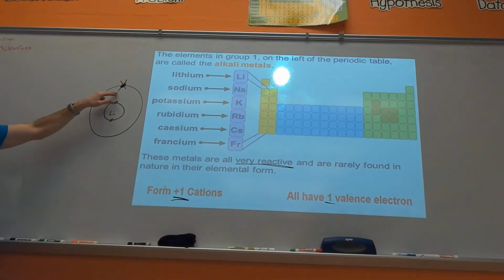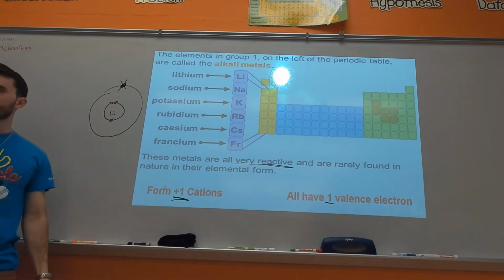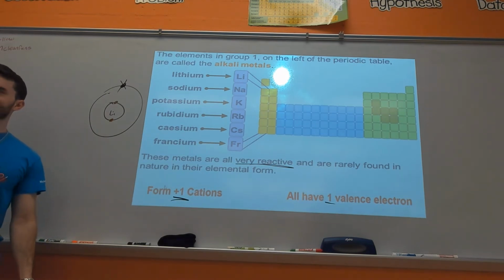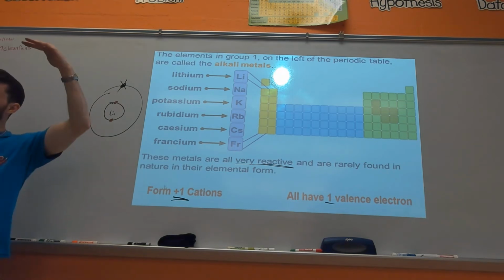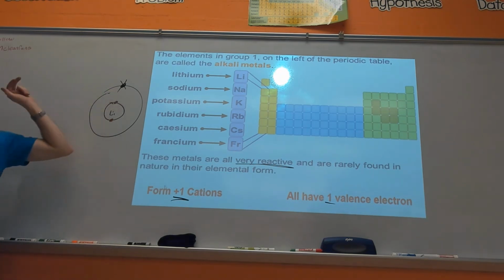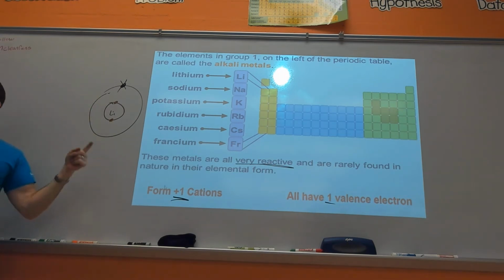Now, why would lithium want to lose that electron? Anybody know? Why would elements want to lose that electron? Well, in other words, what would happen if I get rid of this electron? And why might that be beneficial? Think of a seesaw. What happens in a seesaw if there's like an open seat? It's not balanced, right? It's off balance. So elements are the most stable when they have a full outside or valence shell of electrons.